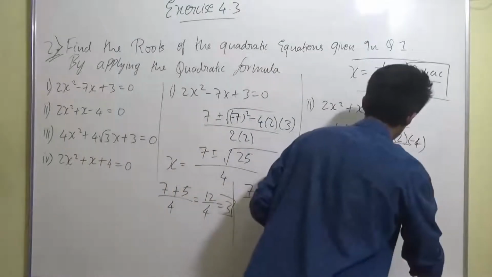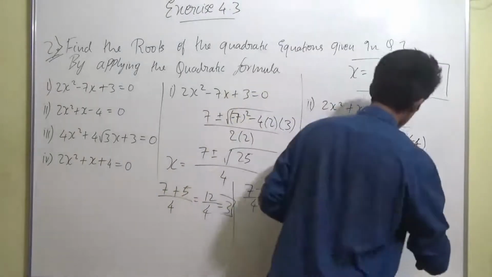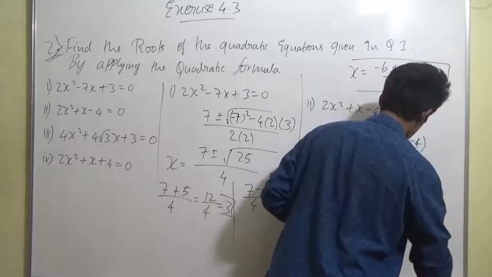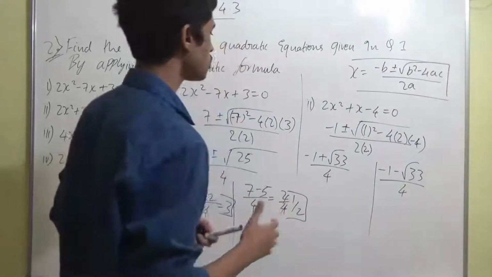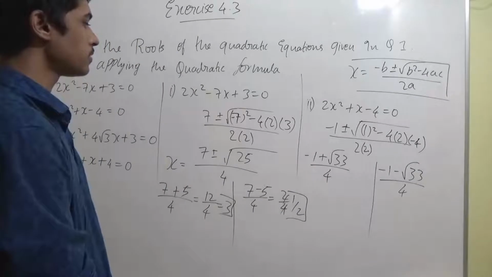So for minus we'll now write 1 minus root 33 by 4. Getting it, guys? These are the two solutions of this equation. Is it correct?